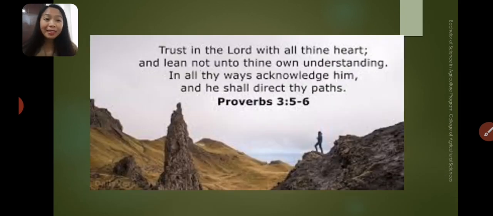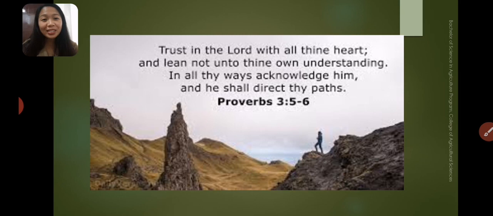Okay, before I end this presentation, I would like to leave you a very nice verse to consider, memorize, and reflect on every day. It's a Bible verse from Proverbs chapter 3, verses 5 to 6. Trust in the Lord with all thine heart, and lean not unto thine own understanding. In all thy ways acknowledge him, and he shall direct thy paths.